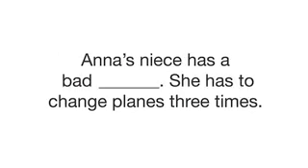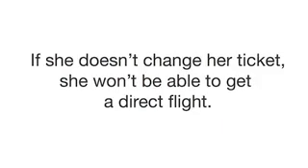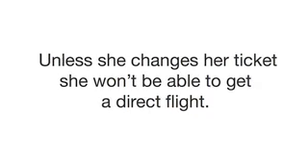That's right, it's a boarding announcement. So what about this? Can you remember a word which might fit in here? Excellent! The word we're looking for is itinerary. Anna's niece has a bad itinerary. And how can I rephrase this sentence so it uses the word unless? If she doesn't change her ticket, she won't be able to get a direct flight. We could say, unless she changes her ticket, she won't be able to get a direct flight.